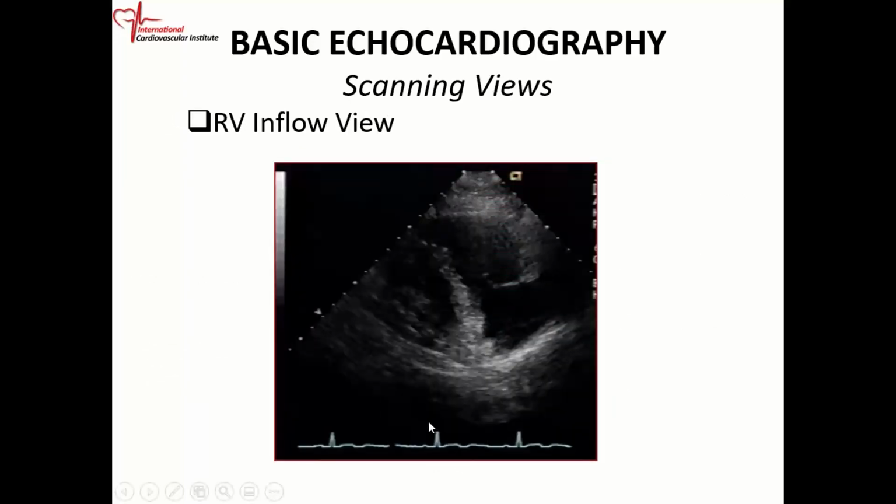To get the parasternal long axis view, your probe or your transducer is in the third or fourth left intercostal space. The marker points towards the patient's right shoulder, and you just make some slight adjustments to get the image that you're supposed to get, the image that we just showed you.